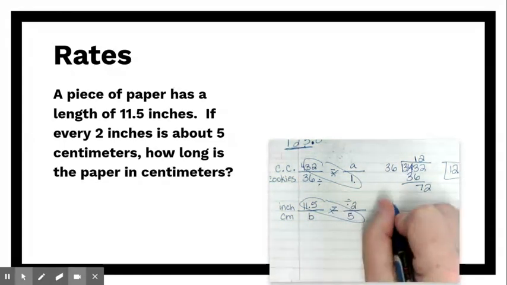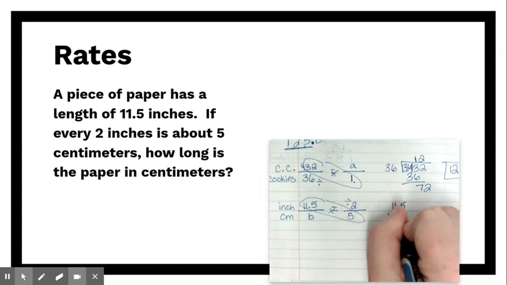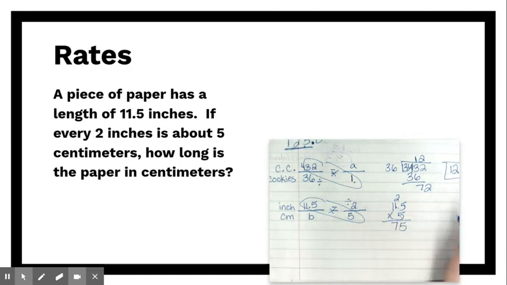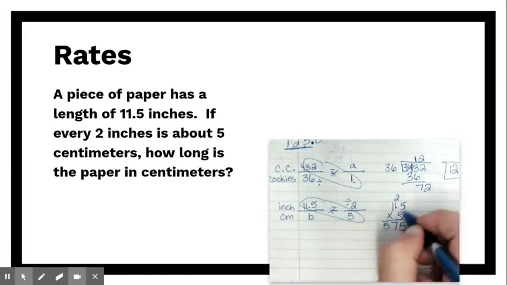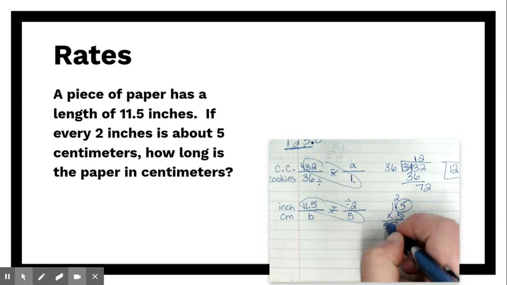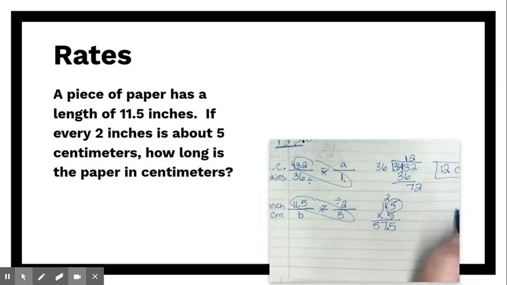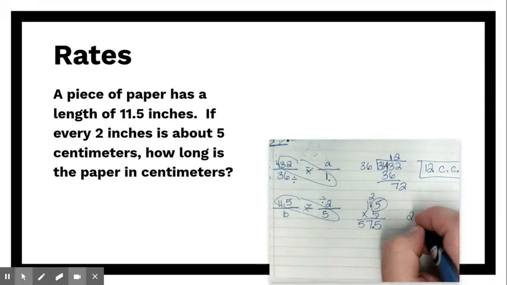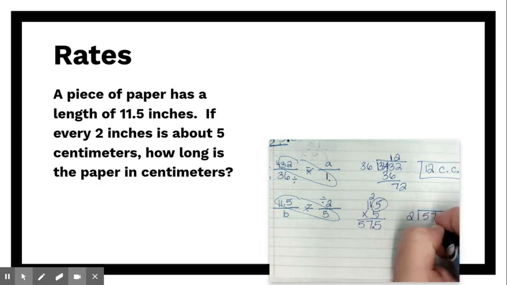Okay, so 11.5 times 5. 5 times 5 is 25. 5 times 1 is 5, plus 2 is 7. And then 5 times 1 is 5. And I have 1 behind the decimal, so it's 57.5. And then I'm going to divide that by 2. So I'm going to do 2 goes into 57.5. Okay, 2 goes into 5 twice.